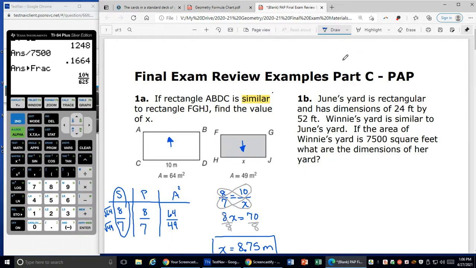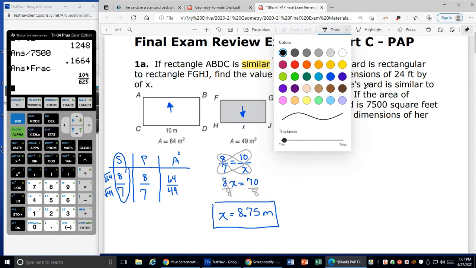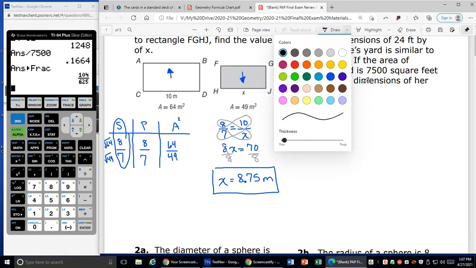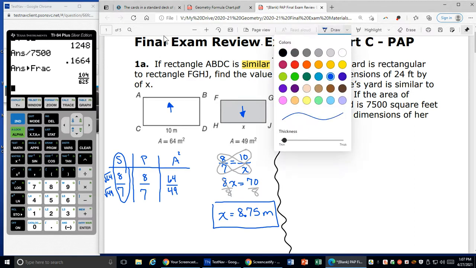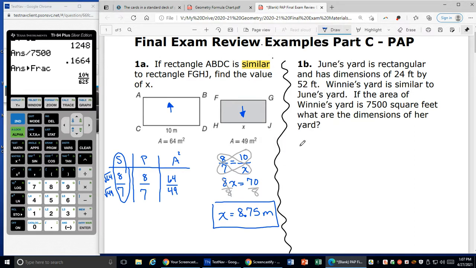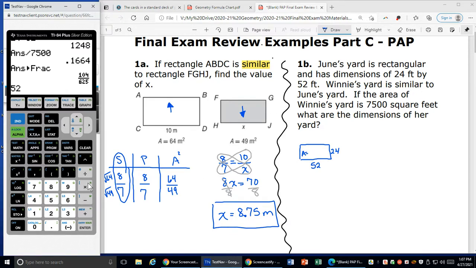me a picture. So the first thing I'm going to do is start by trying to sketch myself a picture. But before I do that, I don't want my questions to kind of run into each other. I'm going to draw myself a little line here to separate 1A from 1B. All right, starting with June's yard is rectangular, and it has dimensions of 24 feet by 52 feet. So I can find the area of that because base times height, 52 times 24, is 1248.